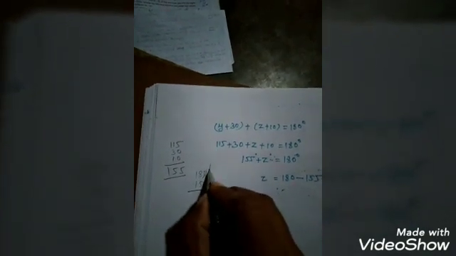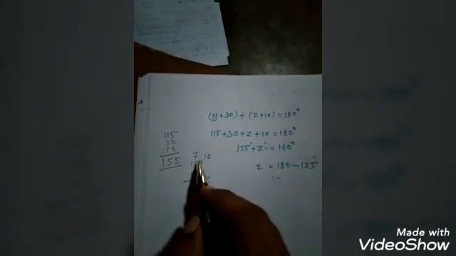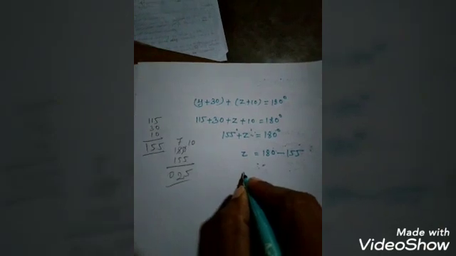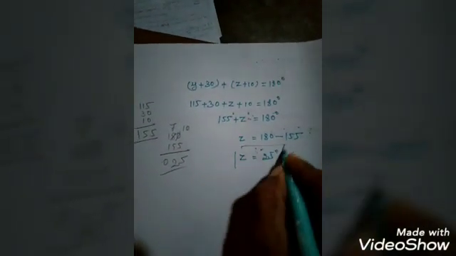180 minus 155. 0 minus 5 is not possible, so take one borrow. This place is 10, this place is 7. 10 minus 5 is 5. 7 minus 5 is 2. 1 minus 1 is 0. So the answer is 25. So z equal to 25 degree.